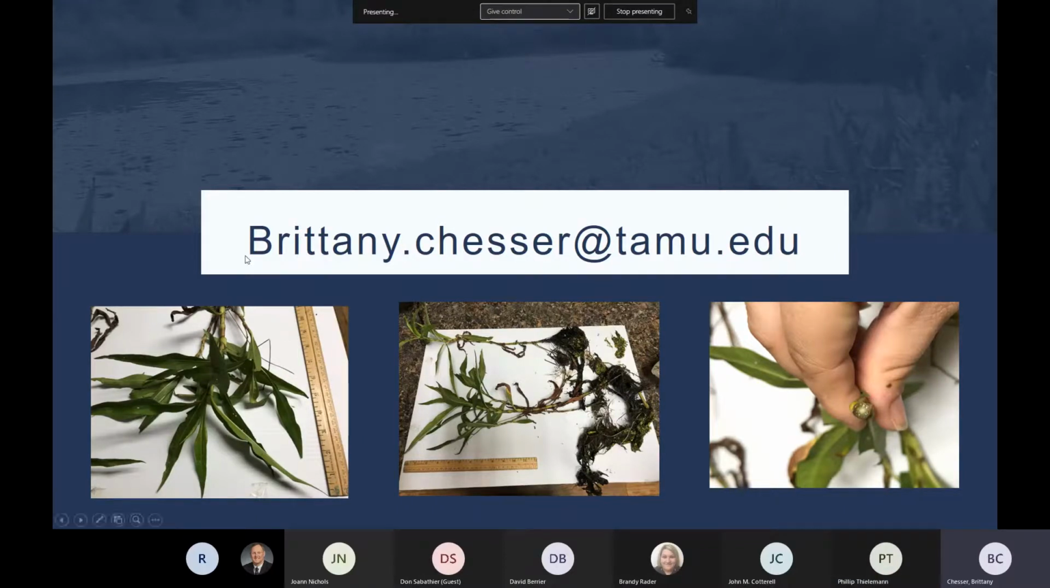And you'll see these photos at the bottom. If you ever need an aquatic plant ID, whether you're sending it to me or your agent, just make sure that you're placing the plant against a nice light background and taking some higher quality photos. That really helps us out.